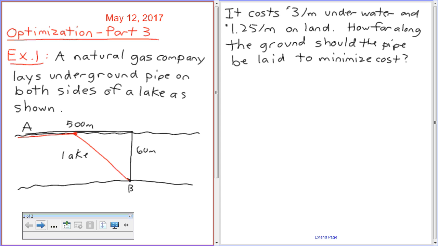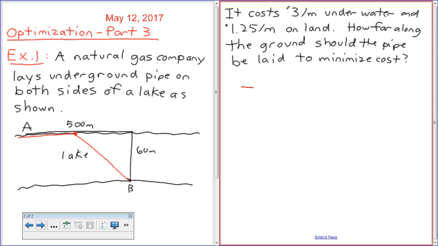All we're saying is they're going to lay the pipe across this side, and then at a certain point they're going to go across directly to point B. A and B are going to be given. So what I'm going to do is redraw this just a little different way, over here.